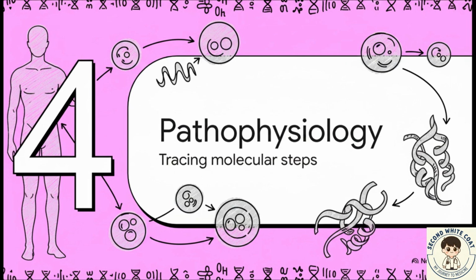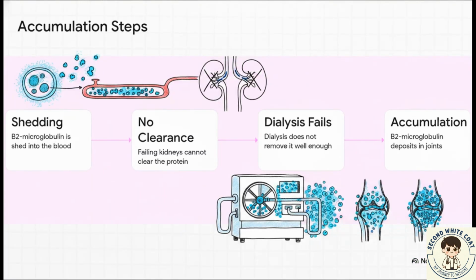Moving on to Section 4, pathophysiology of the answer. Let's trace the flawless, logical chain of events here. It's a simple, highly testable mechanism. Step 1. Beta-2 microglobulin, which by the way is a completely normal structural part of MHC class I molecules found on all nucleated cells, is continuously shed into the blood. Normally, healthy kidneys clear it, no problem. But step 2, in a patient with end-stage renal disease, the failing kidney just can't clear it.